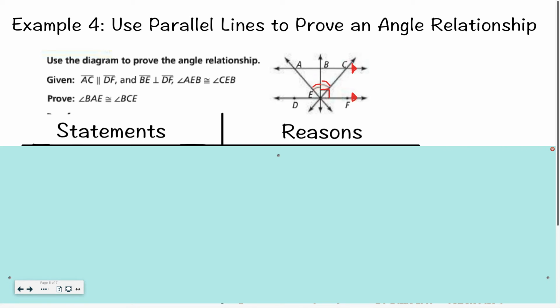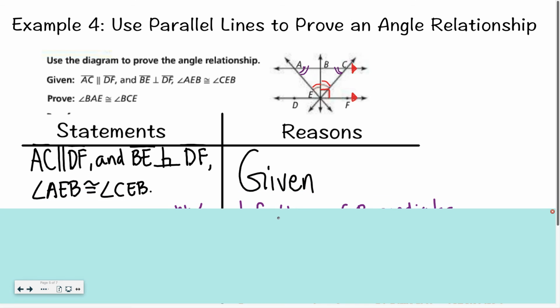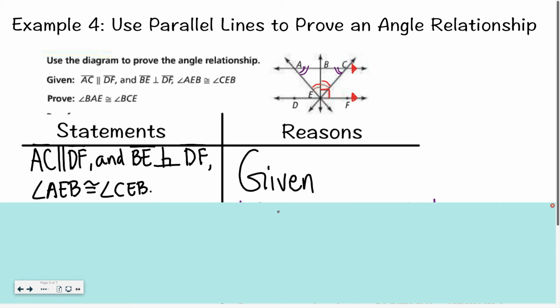Okay, so I'm going to draw in purple on the picture what we want to prove. We want to prove that BAE, so this angle right here, is congruent to angle BCE. So we want to prove that the two purple angles are congruent. So I need to start by writing down all of my given information. Okay, so I've already done that.